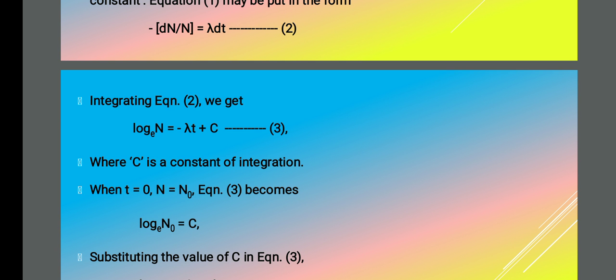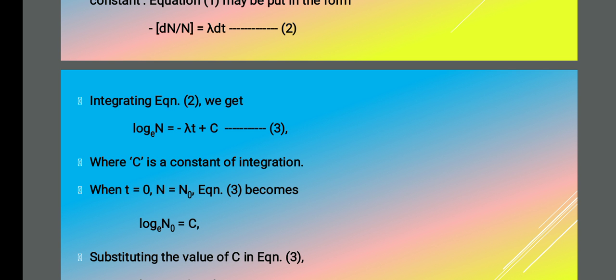To find the value of c, put t equal to 0 and N equal to N0. At t equal to 0, N is equal to N0. You get the value of c as log to the base e of N0, which is ln N0, equal to c. You can either write it as ln N0 or log to the base e N0. And you get the final form.